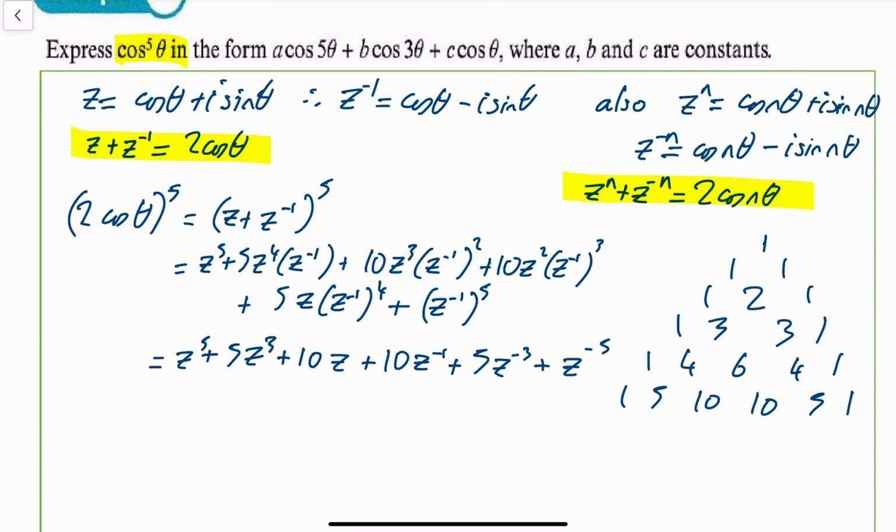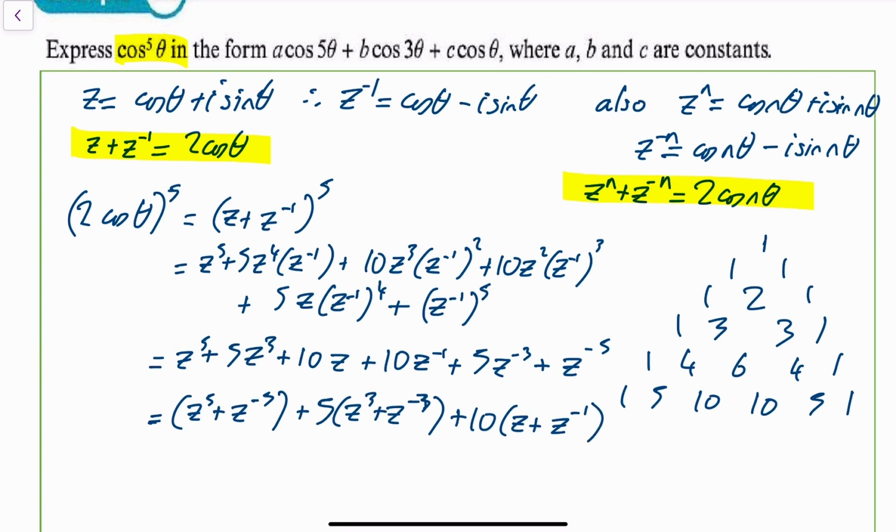Now this is a wee trick part of this, so what you want to do is group those together in a certain way. I'm going to put the z to the power 5 along with the z to the minus 5, the z to the power 3 along with the z to the minus 3, the z to the power 1 along with the z to the power minus 1. Put them in brackets, it just makes life so much easier to see. z to the power 5 plus z to the minus 5, and then plus 5 lots of z cubed plus z to the minus 3, and then 10 lots of z plus z to the minus 1. Okay, lovely.